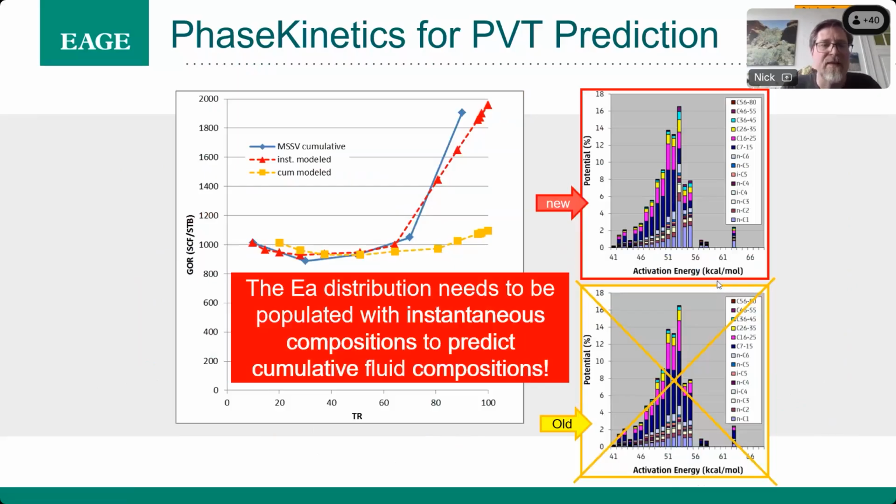So for the full phase kinetics model, the effect is the following. The instantaneous modeled compositions follow nicely the MSSV cumulative directly measured yields, whereas the cumulative modeled compositions generate much too low GORs, especially at high transformation ratios where we would expect higher GORs to occur. So to drive this point home, the activation energy distribution needs to be populated with instantaneous compositions to predict cumulative fluid compositions.